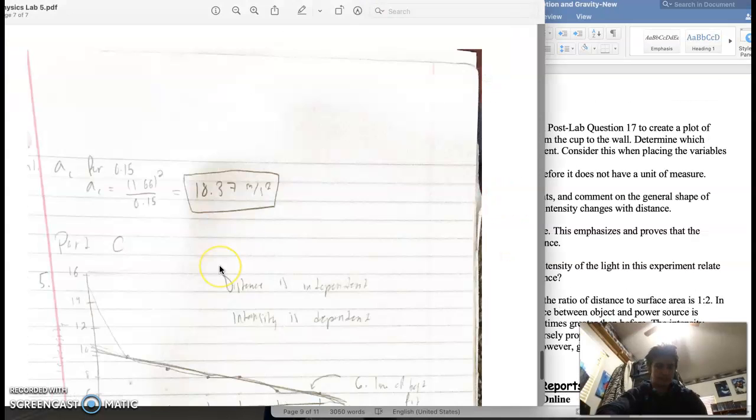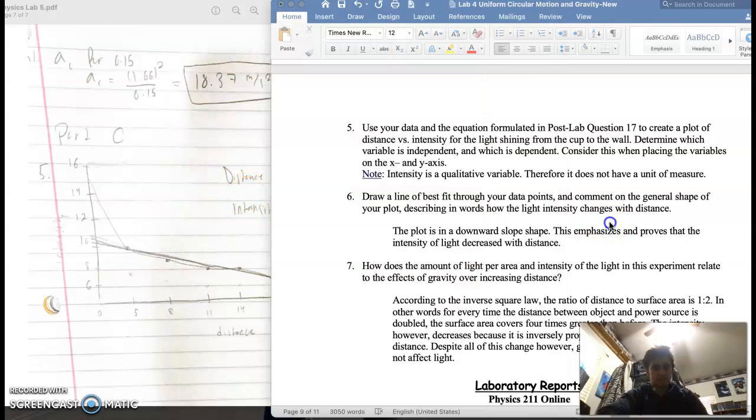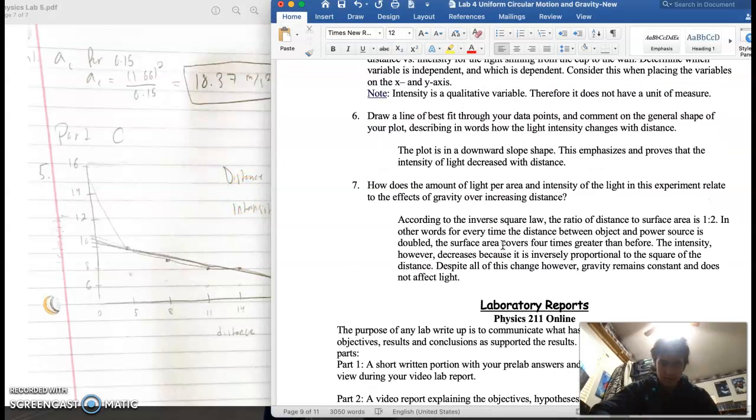For 5 and 6, here's this answer right here, the scatter plot with the line of best fit, distance being the independent and intensity being the dependent value. And according to the inverse square law, the ratio of distance to surface area is 1 to 2. For every doubled distance, the surface area is going to cover 4 times that. The intensity is inversely related, so it's going to get less by a quarter, because it's inversely proportional to the square of the distance. Despite all this change, however, gravity remains constant and does not affect light.